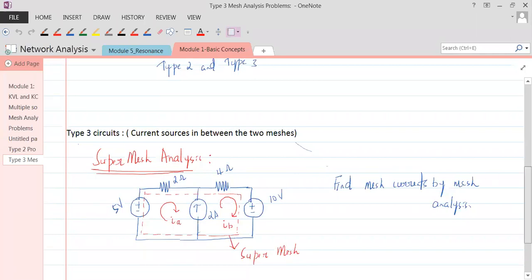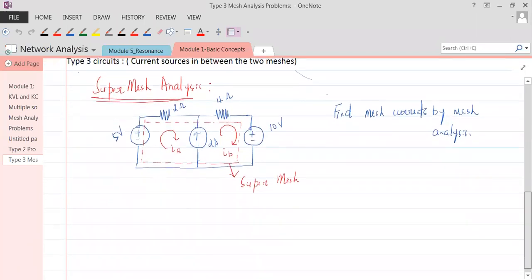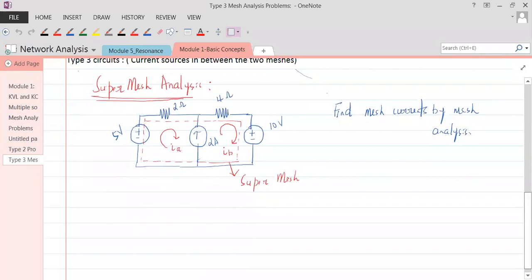So this is what it is. If you have any problems, you can unmute and ask me. I have made it clear, I believe. Even if you have a problem now, you can ask me. So this is IA, this is IB, this is 2 amps. Fine. So we have to apply KVL to the super mesh. How does the KVL to the super mesh look?